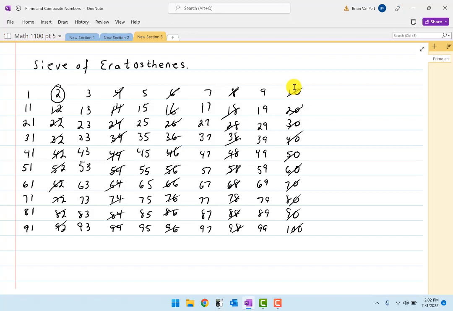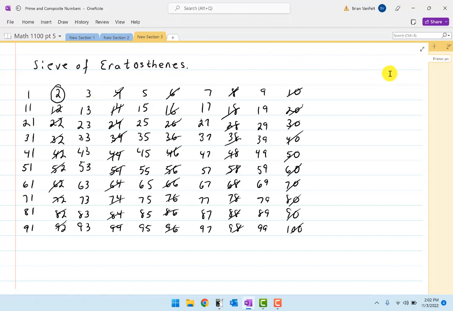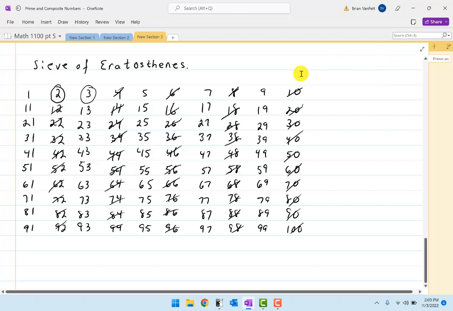Notice that 3 was not crossed out in the process. So I'm going to circle it. Now what I'm going to do is count every 3 places. Starting at 3, I'm going to count every 3 places. 1, 2, 3. 6 was already marked. Now go 3 again. 1, 2, 3. 9 was not marked.